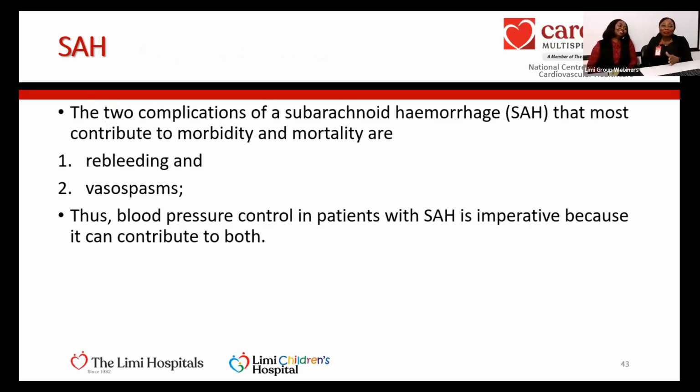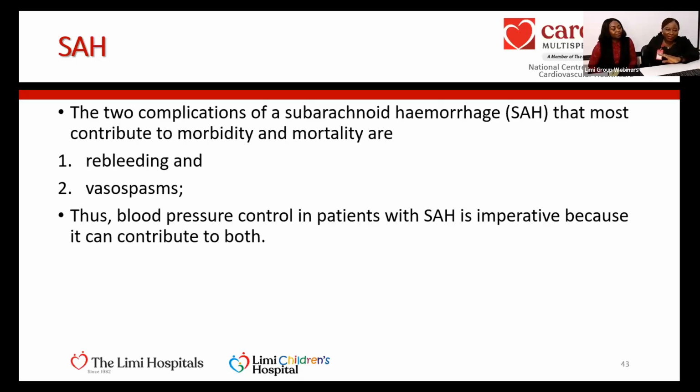So now we'll talk of subarachnoid hemorrhage. When we talk about the bleeding, we said there's intracerebral hemorrhage and then there's subarachnoid hemorrhage. With subarachnoid hemorrhage, there are two complications we're worried about. The two complications that most contribute to morbidity and mortality are rebleeding and vasospasms. And thus, blood pressure control is important in them.